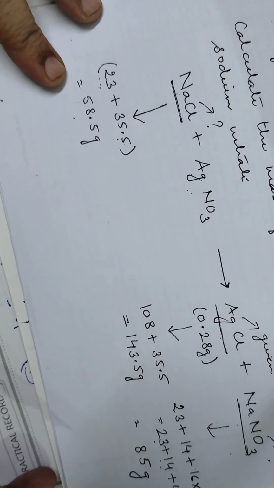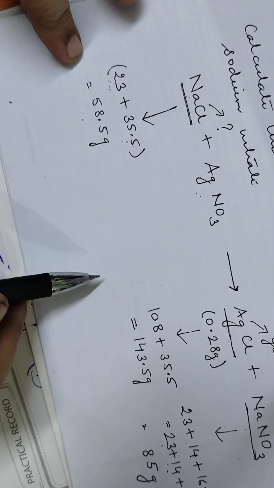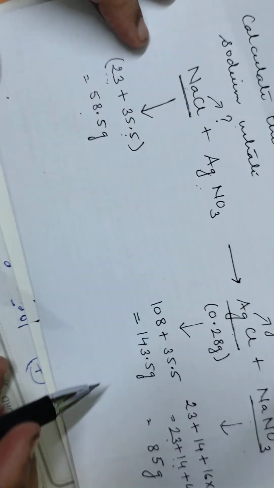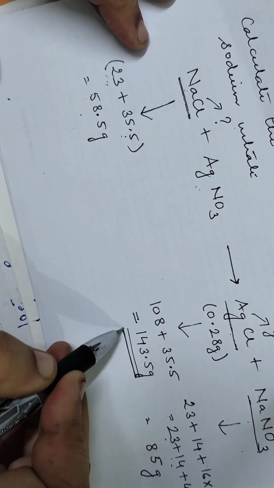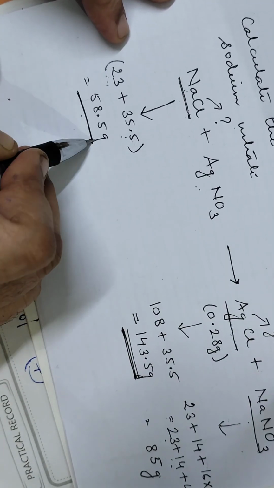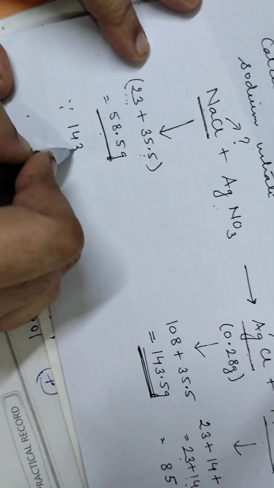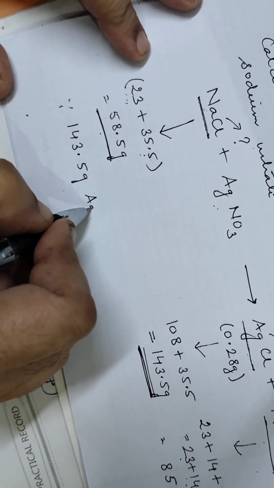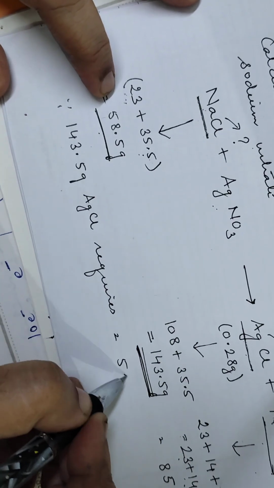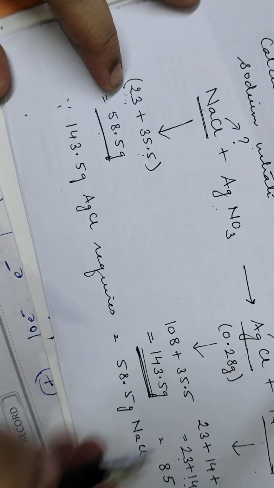This is the first thing which you have to do. Alright, now after this you will see what is asked. Question is asking what is the mass of sodium chloride and sodium nitrate. Now when we take 143.5 gram of AgCl, then sodium chloride is 58.5. So we will use the unitary method since 143.5 gram AgCl requires 58.5 gram of NaCl.